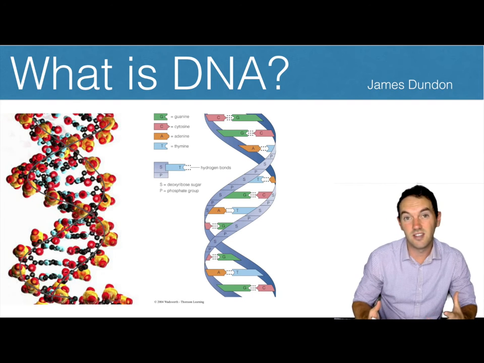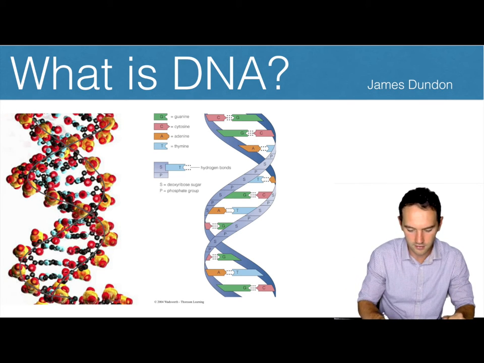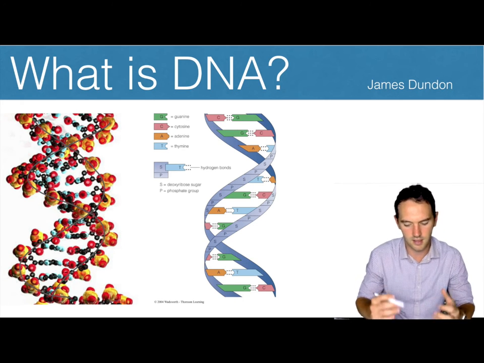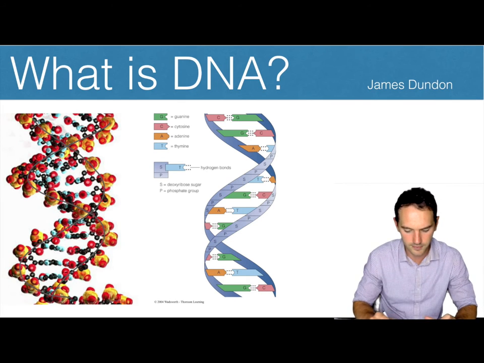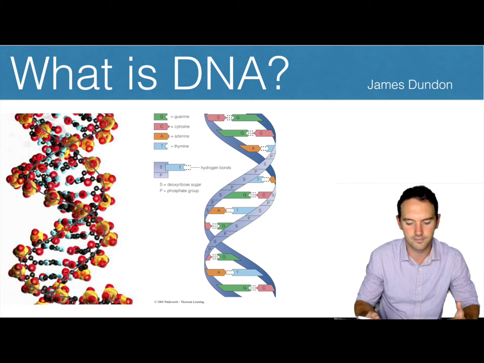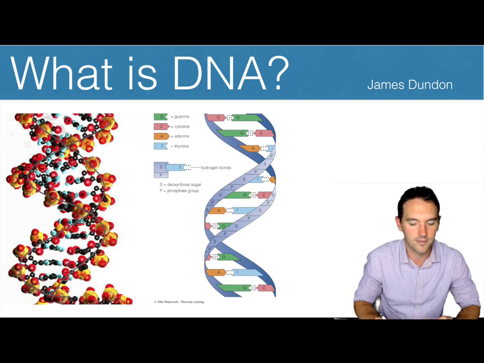So I like to think of it as a twisted ladder where the backbone is sort of the upright parts of the ladder, and these what we call bases that form the middle or the rungs of a ladder make this twisted ladder appearance. So what is it? Well, basically DNA is a repeating sugar, phosphate, sugar, phosphate, sugar, phosphate, sugar, phosphate, with these bases attached and joined together from each side. And if we look at that, we can see that we can actually store data this way because we have four unique bases.